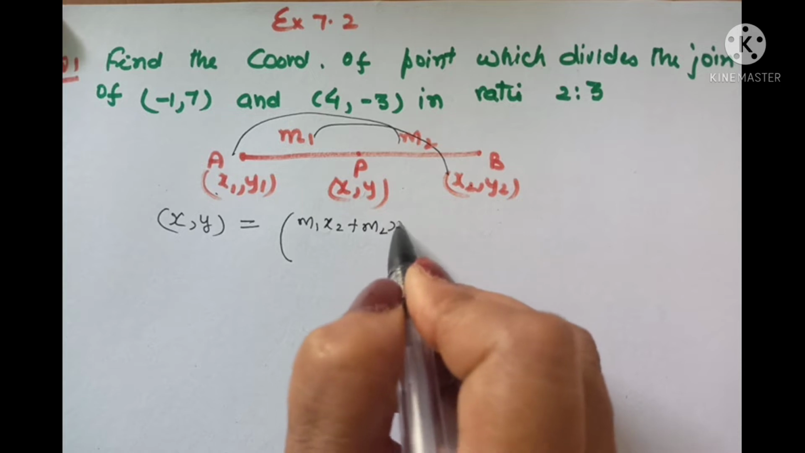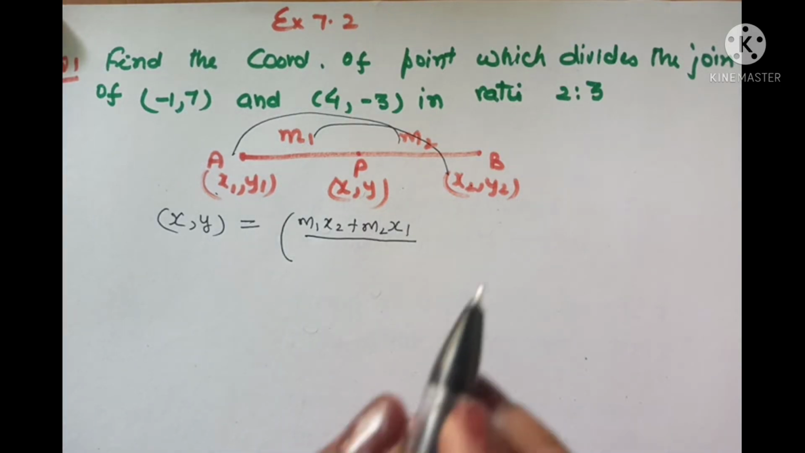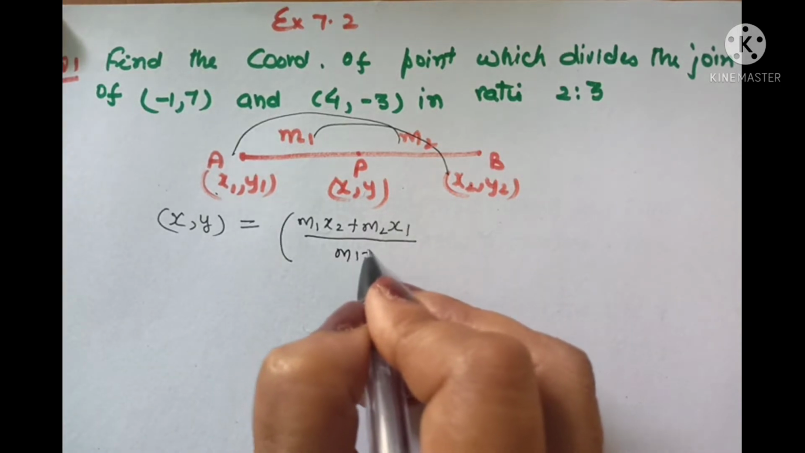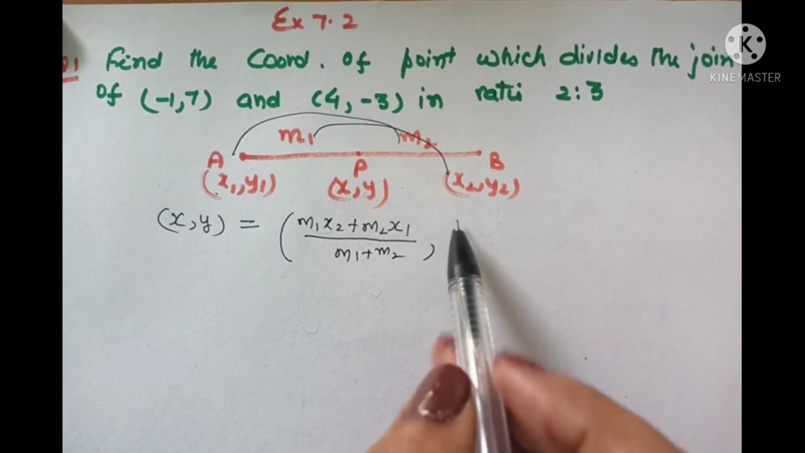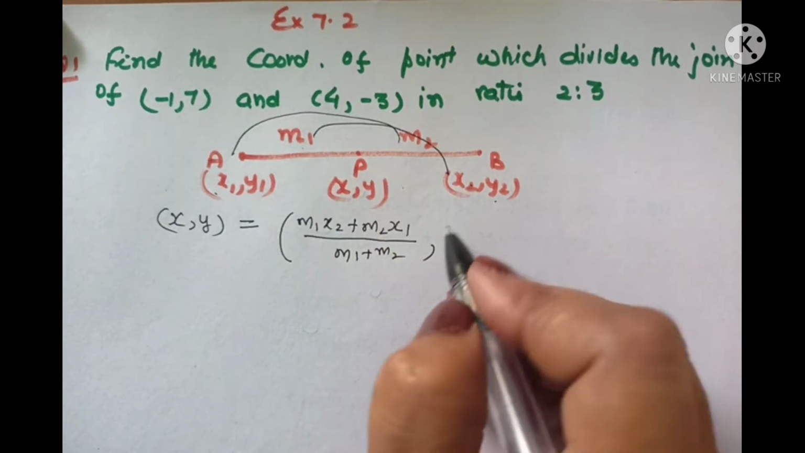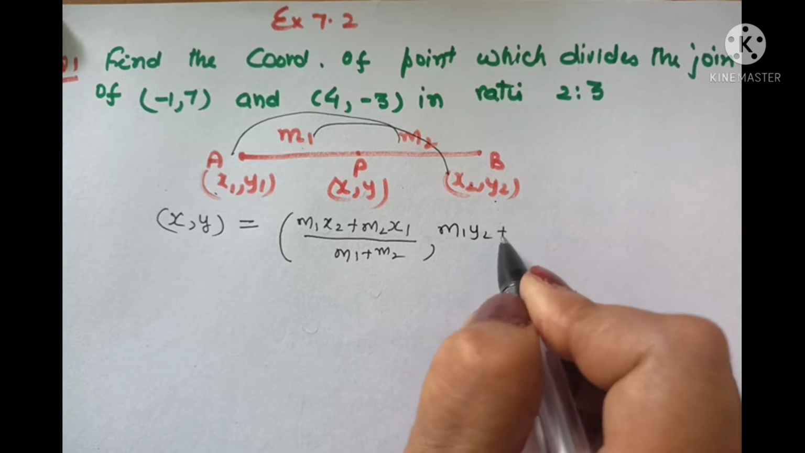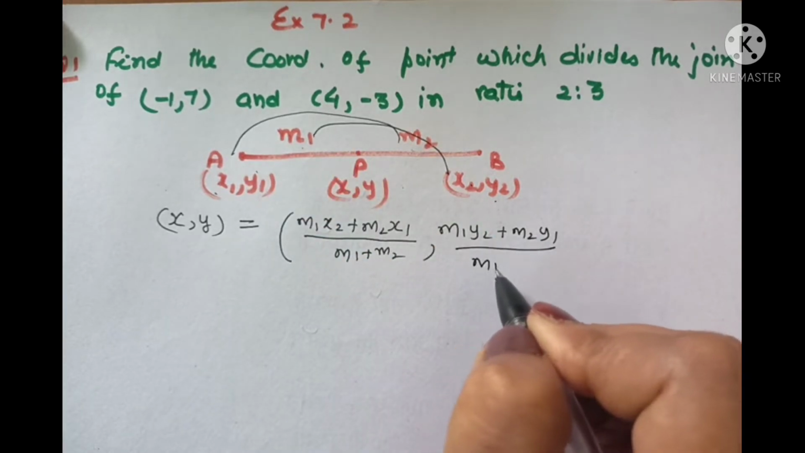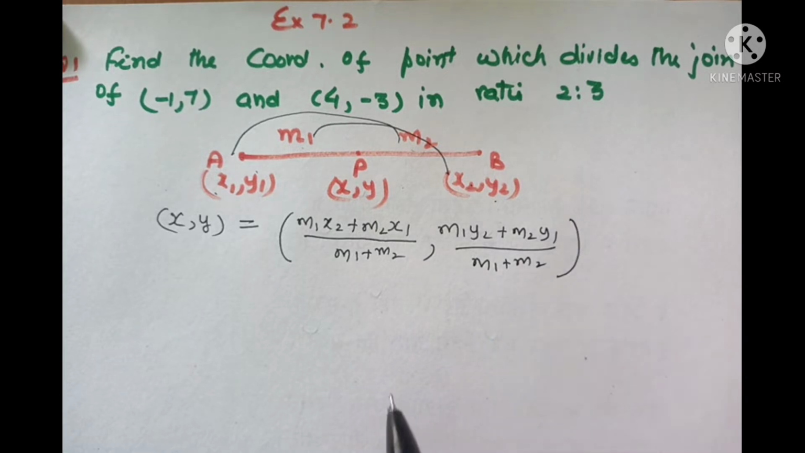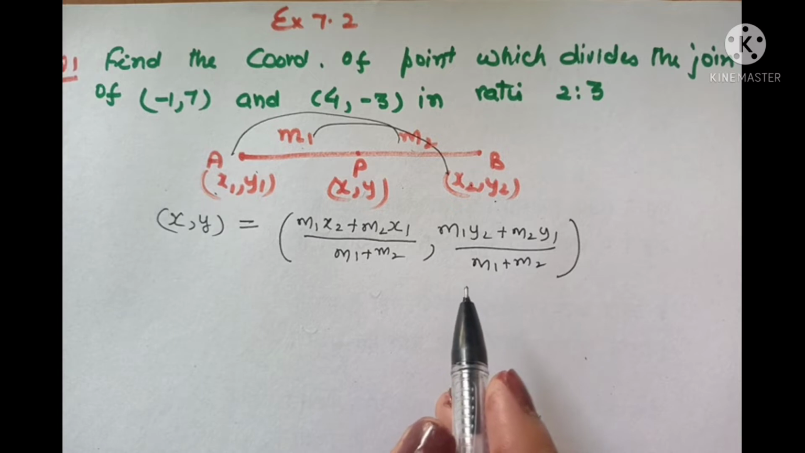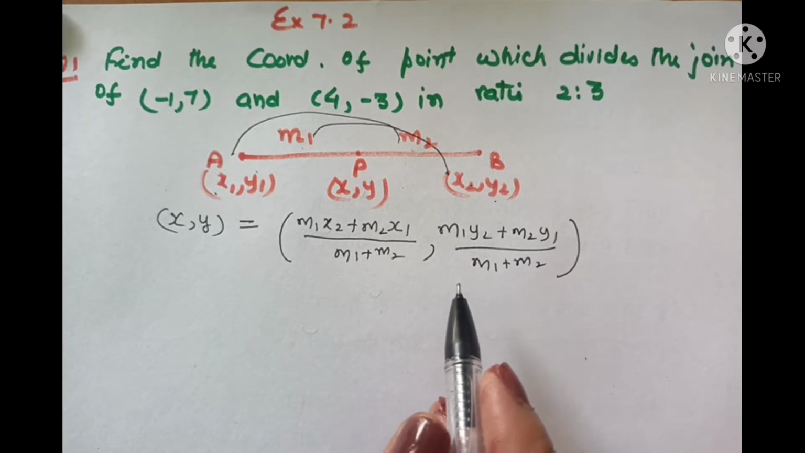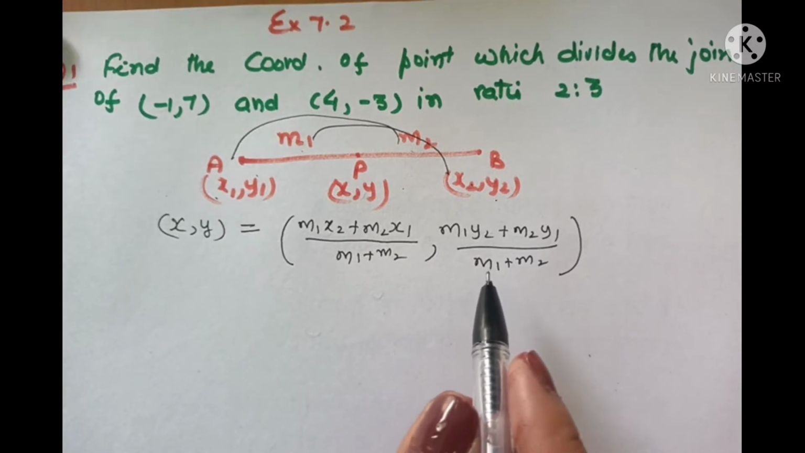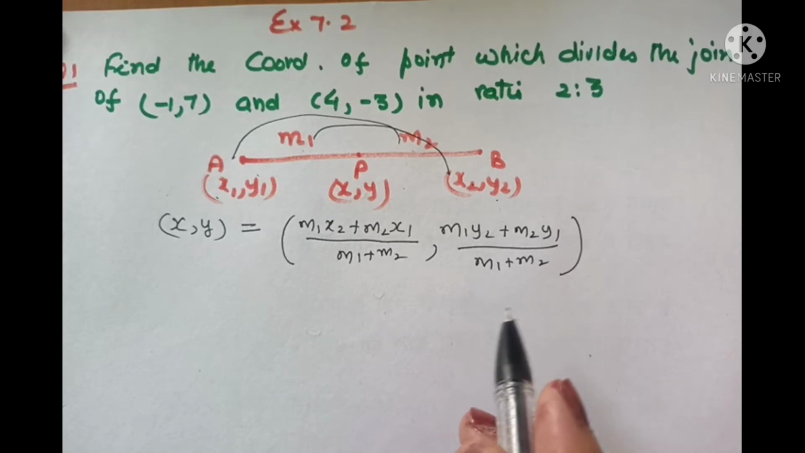And secondly, in x only the x coordinates will come, not y, upon m1 plus m2. And similarly we will write for y: m1 into y2 plus m2 into y1, divided by m1 plus m2. So this is the section formula, and very easy, and you can go in for the derivation. I have already uploaded it before this. You can see the derivation in part 3 of coordinate geometry.